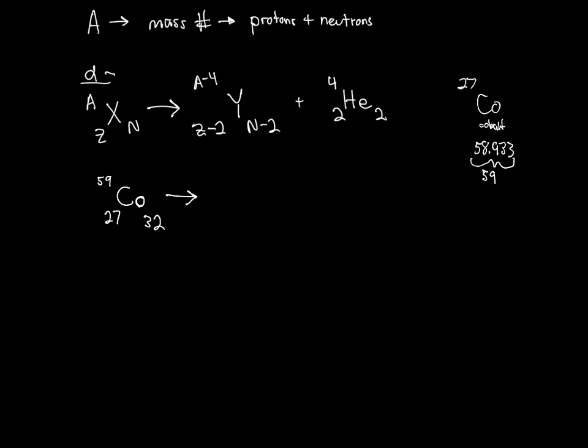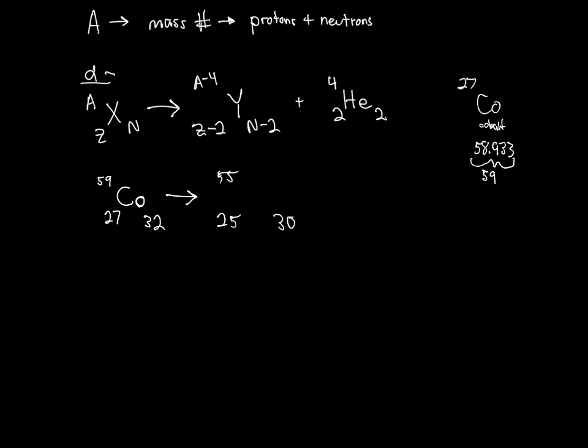So I take my A, whatever it is, and I subtract 4 from it. This is the general equation. Put this on your cheat sheets. Take my A, subtract 4, what do I get? What's 59 minus 4? 55. What's 27 minus 2, right? I take my Z, which is 27, minus 2, what do I get? 25. I take my N, my number of neutrons, subtract 2. What's 32 minus 2? 30.